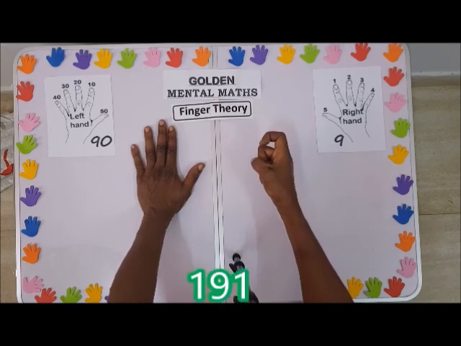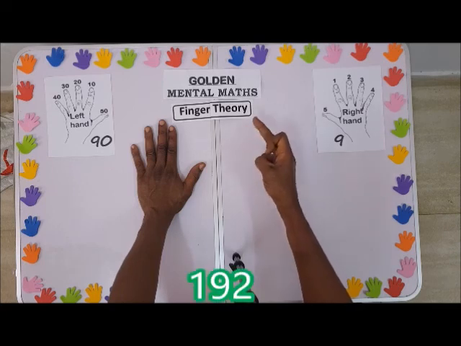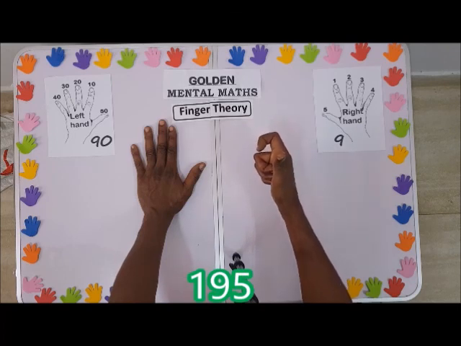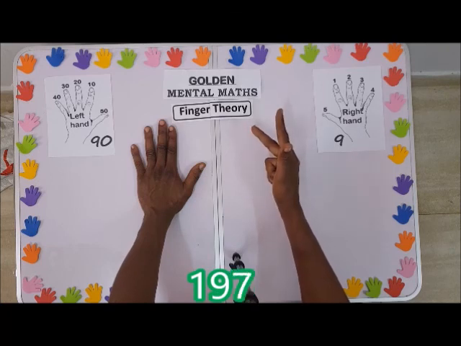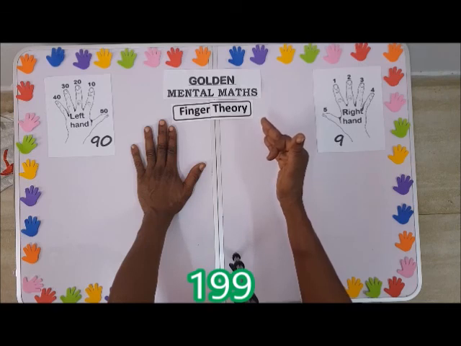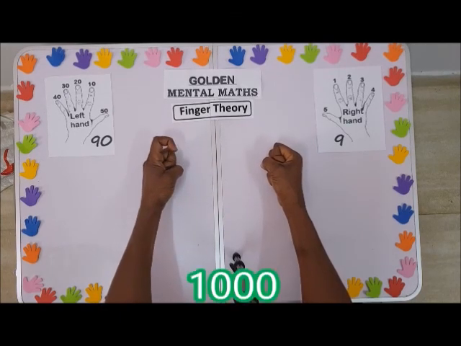So 191, 192, 193, 194, 195, 196, 197, 198, 199. So that means 1000.